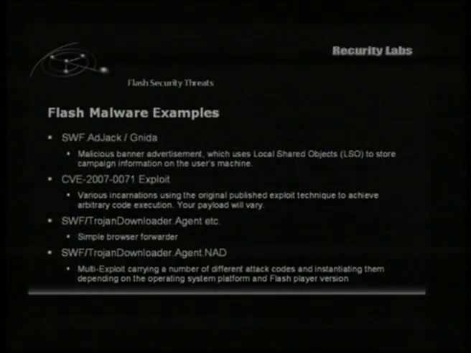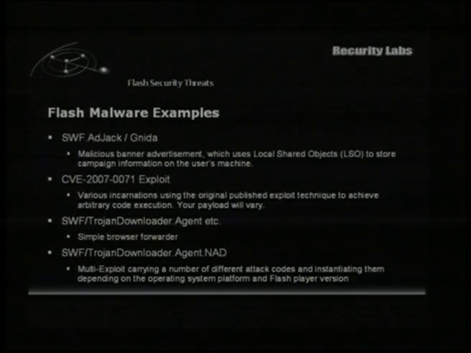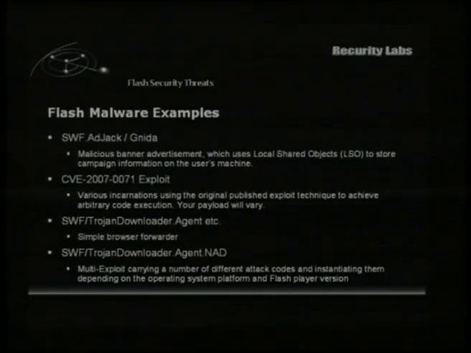The other one is the 2007-0071 exploit, where we see countless variations of. And then you have the really easy downloader Trojans that just try to hide what they're actually downloading, but don't do anything interesting. They're still annoying though.